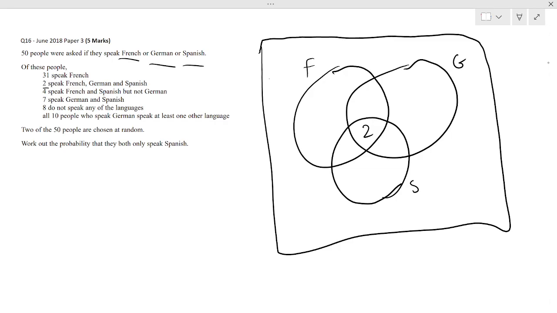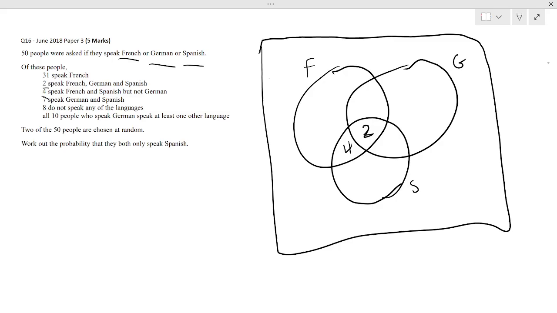Okay, firstly, French and Spanish. Does it say anything about French and Spanish? Yes. 4 people speak French and Spanish, but not German. Well, that's going to be exactly 4 then, because the 2 people represent those who speak French and Spanish and German. We need 4 that speak French and Spanish, but not German, so it's going to be 4 here.